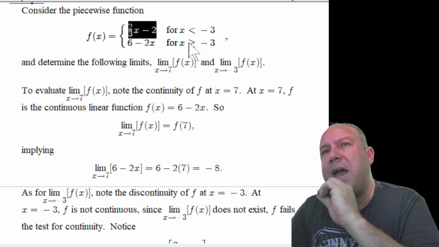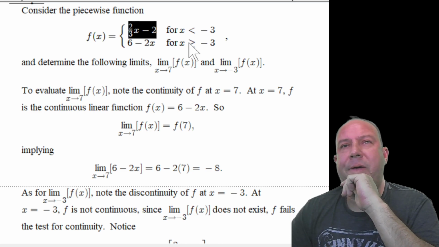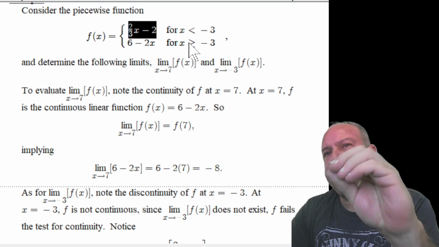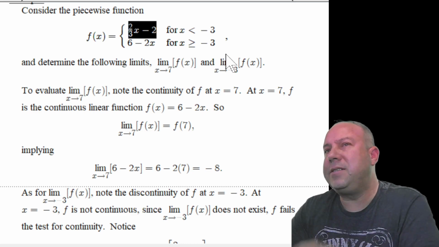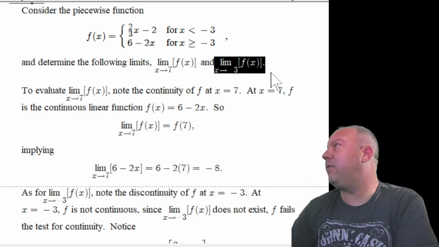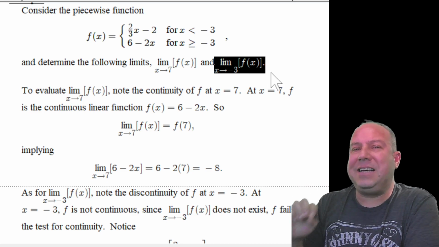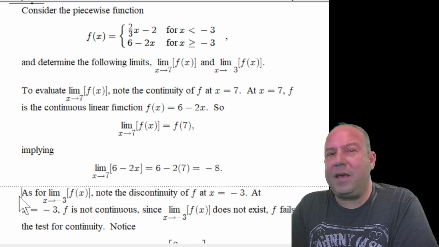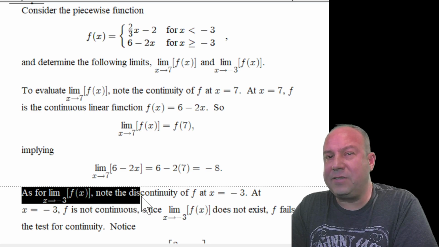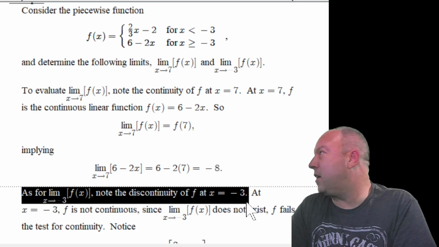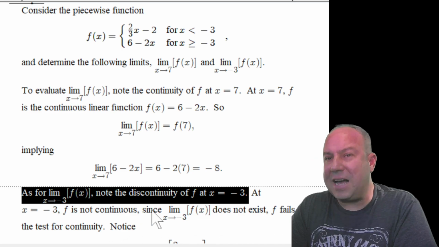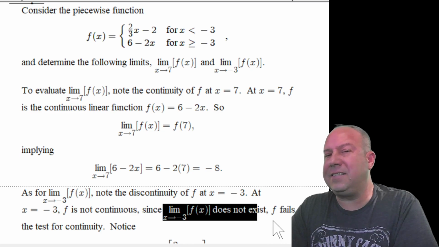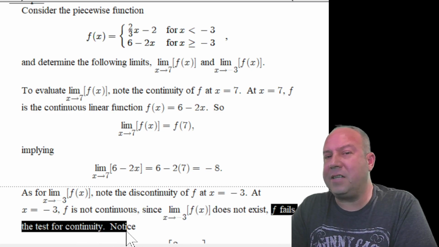So here we have a discontinuity. At -3, because the approach from the left and the right aren't equal, we can say that the limit as x approaches -3 for function f of x does not exist. As for x equal to -3 at f of x, note the discontinuity at x equal to -3. It's not continuous. Since that limit of f of x does not exist, it fails our test for continuity.